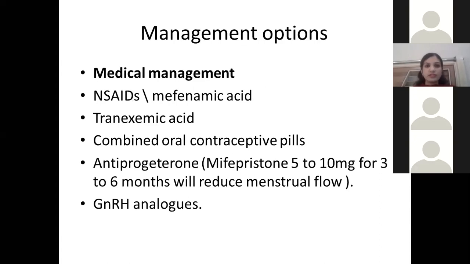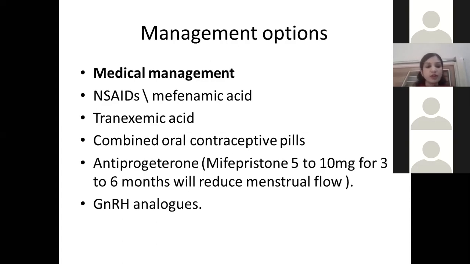The second option is medical management. If the patient complains of low abdominal pain, heaviness, and the fibroid size is small enough, no surgical intervention is required. You can advise NSAIDs, mefenamic acid, tranexamic acid for heavy menstrual cycles, and combined oral contraceptive pills for the heavy periods. There is another drug which is usually not used in our OPDs, that is anti-progesterone, but you should know it. That is mifepristone, advised in a dose of 5 to 10 milligrams for 3 to 6 months. This will reduce the menstrual flow, right?